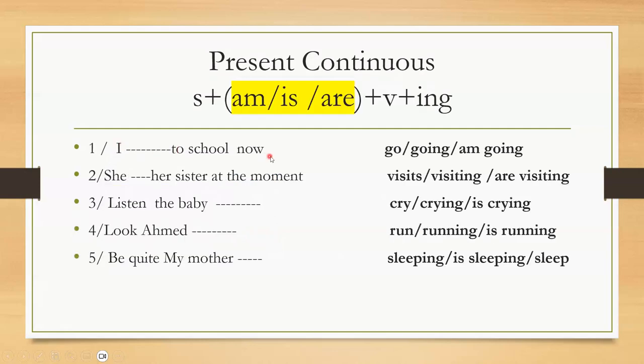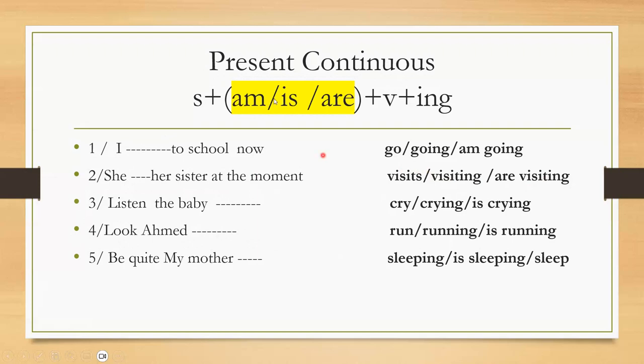I am going to school now. Go, going, I'm going. Yes, I have "I," that means I will use am. I am going to school now. Very good. Yes, "now" means this is the present continuous. Number two, she is visiting her sister at the moment. At the moment means this is the present continuous. Visit, visiting, are visiting. Okay, sorry.